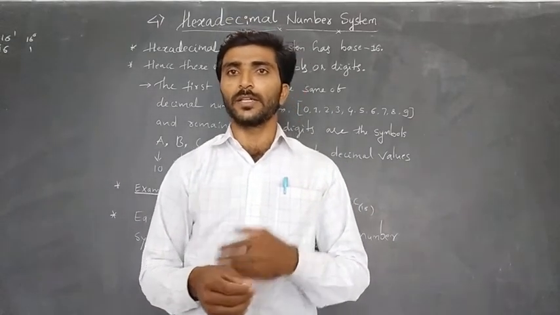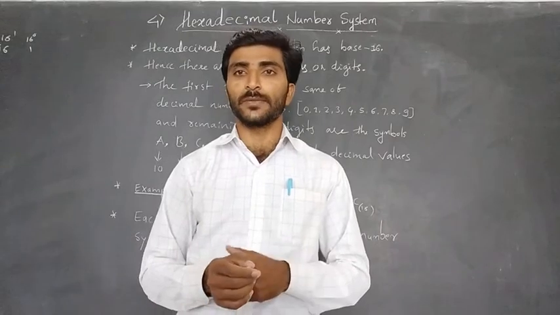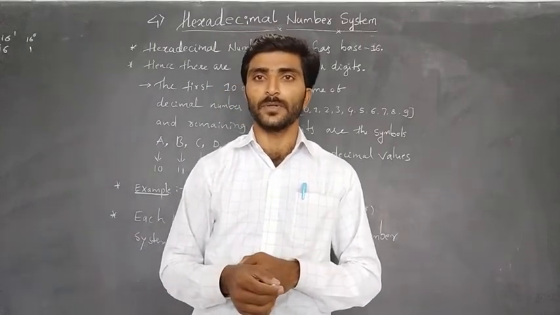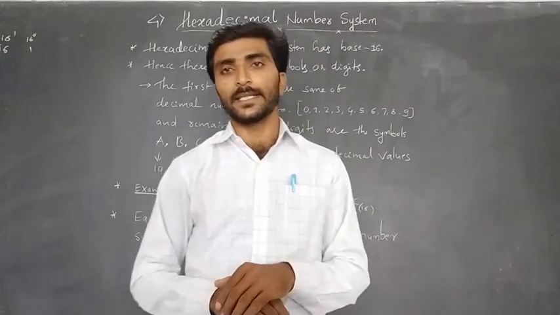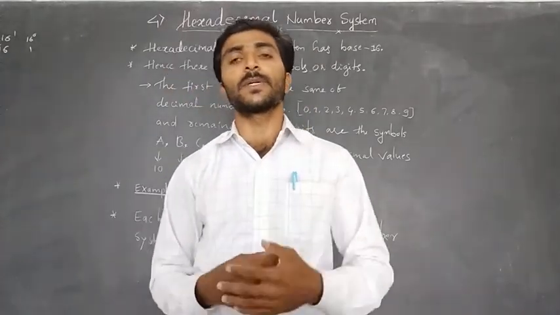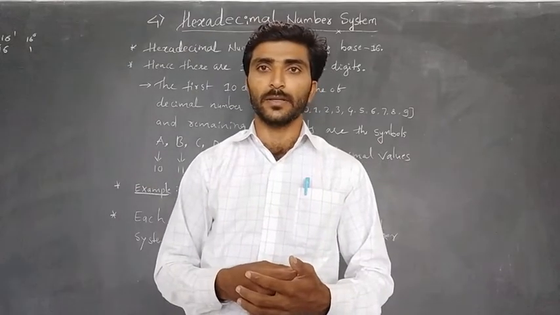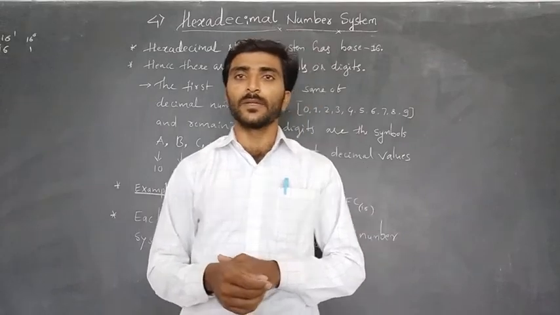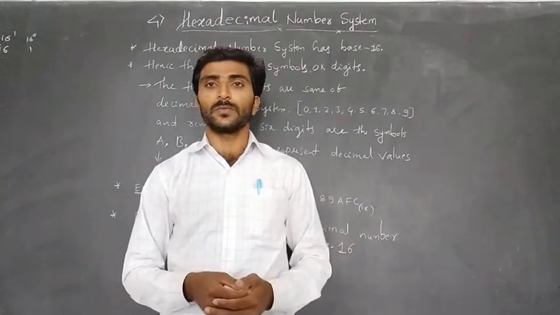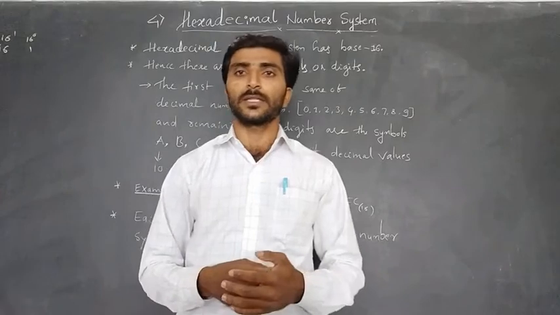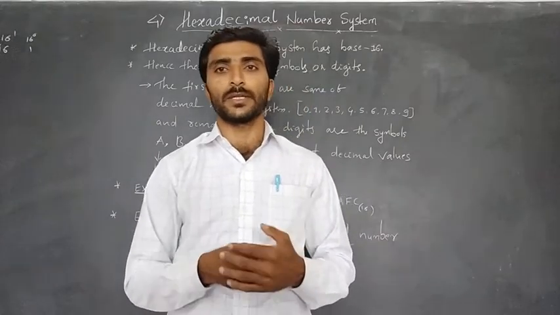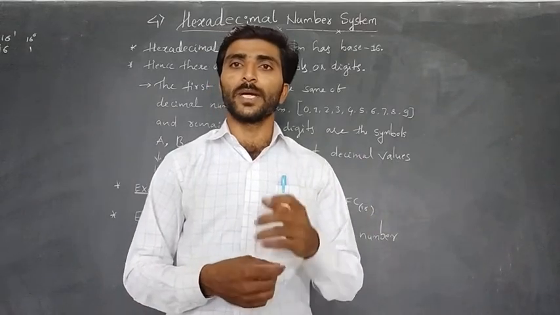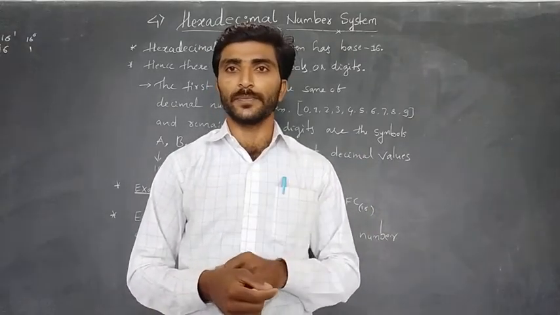What is that? The four types of positional number system. The fourth one is the hexadecimal number system. Before discussing it, why do we need the hexadecimal number system? Tell me. In the last class, when we discussed the types of positional number system, I explained a little bit about why we need it.